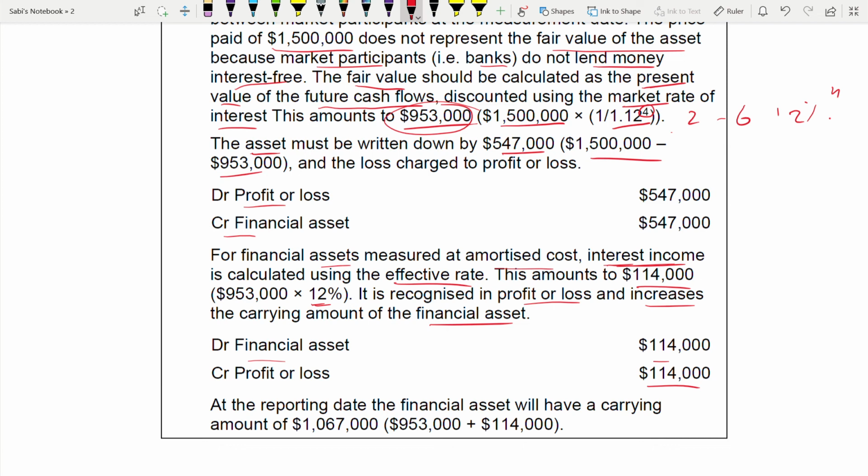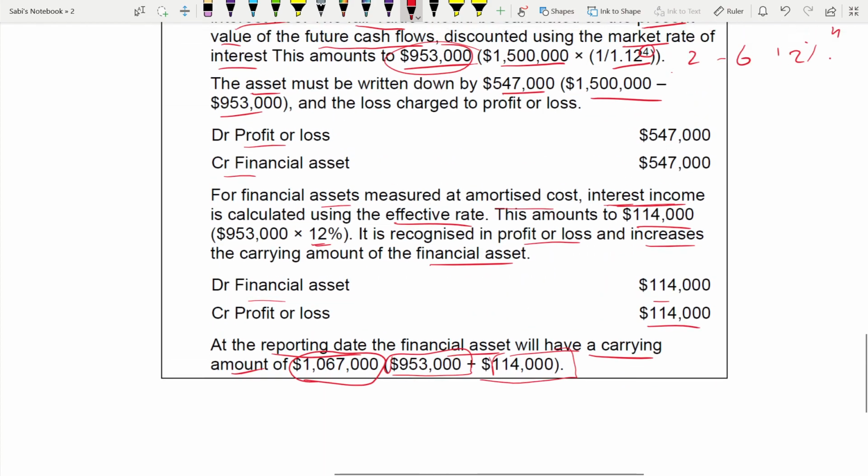But at the reporting date, at the year end, what is the financial asset carrying amount? The amount will be the present value of future cash flow, 953,000, with the interest, which is 114,000. Add the two, and this will be the amount, 1,067,000. Okay, understood? So this will be the amount at the year end.